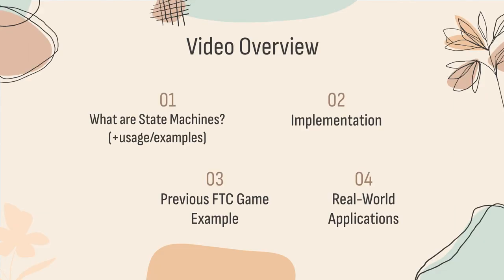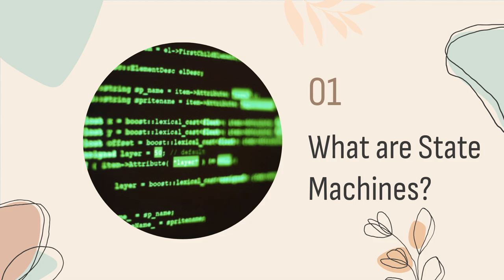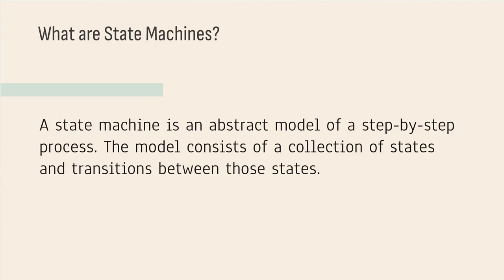FTC. This video will go over what state machines are, how they are implemented, examples of state machines in FTC, and real-world applications of state machines. First, what are state machines? A state machine is an abstract model of a step-by-step process. This model consists of a collection of states and transitions between those states. In relation to coding, a state machine helps us account for all necessary steps to have a working program.